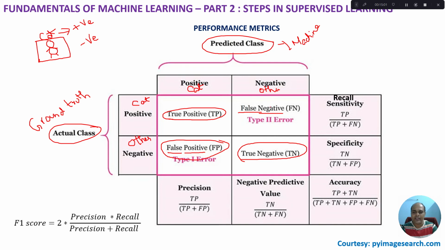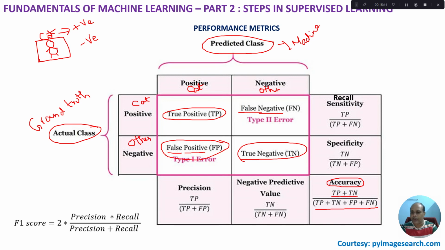Once we have identified these four parameters, we have some mathematical formulas to compute different performance metrics. One of the important performance metrics is accuracy. For computing the accuracy of the model, we take true positive plus true negative divided by all the possible combinations: true positive plus true negative plus false positive plus false negative. Accuracy is a very important parameter in a machine learning model, showing how accurately our model makes a prediction.